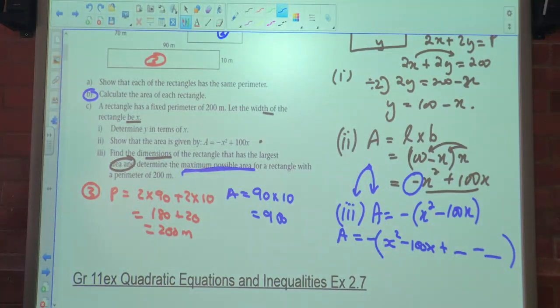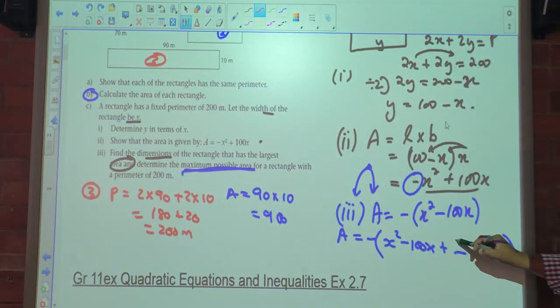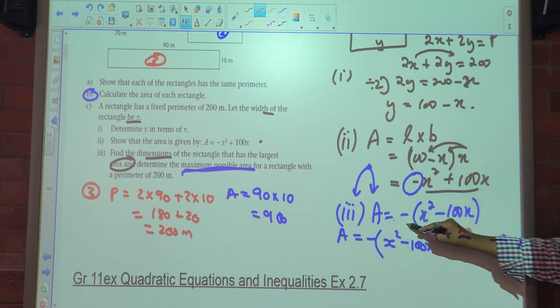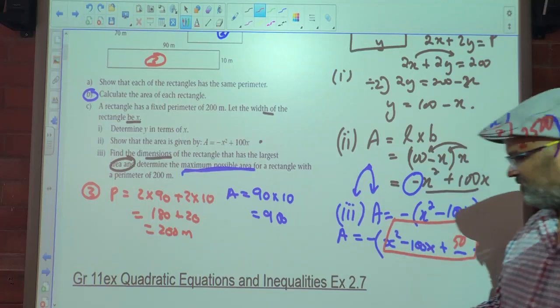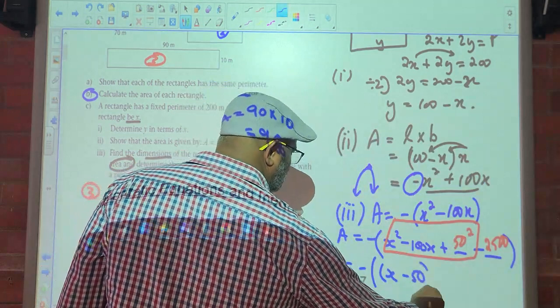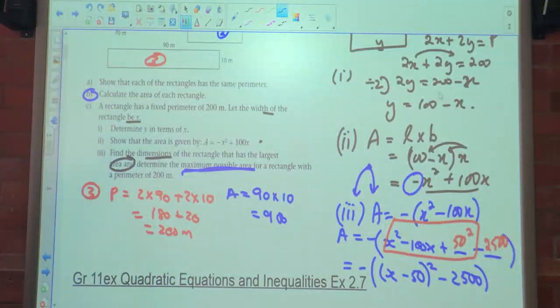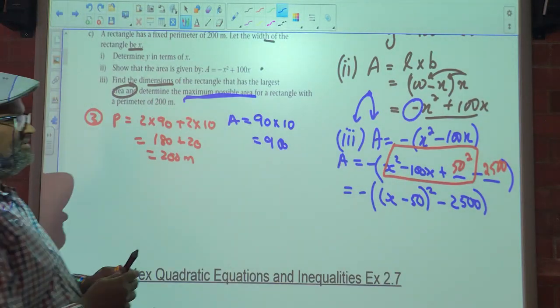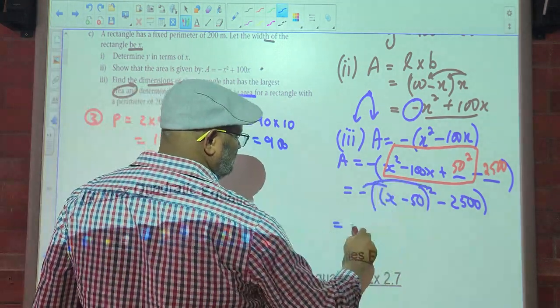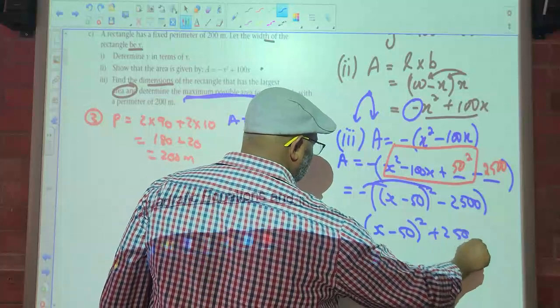And what's the number in this case? It's going to be b times a half, which is 100 times a half, which is 50, and it must be squared, which is 2,500. Not so? So what is this now to us? Perfect square trinomial. So that is simply negative into x minus 50 squared minus 2,500. Okay, now what? Multiply the negative in. So it's negative into x minus 50 squared plus 2,500.